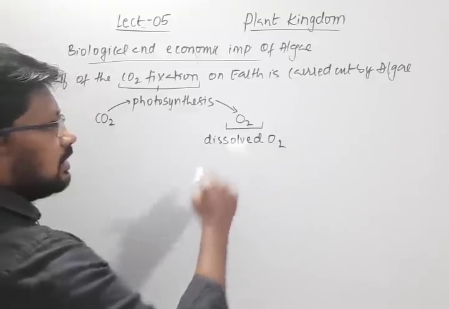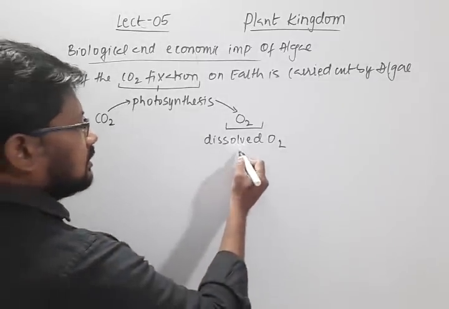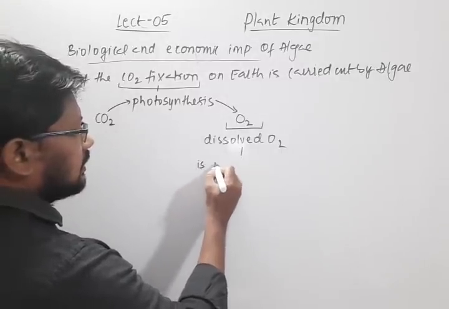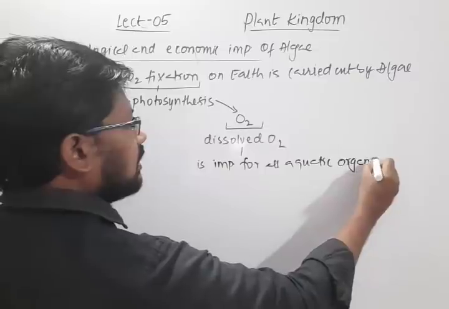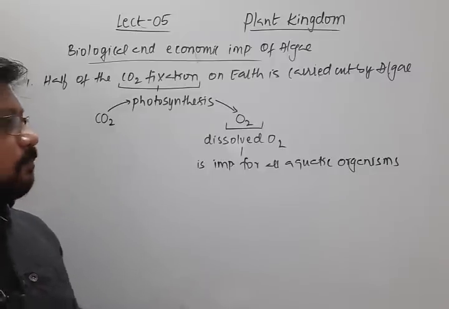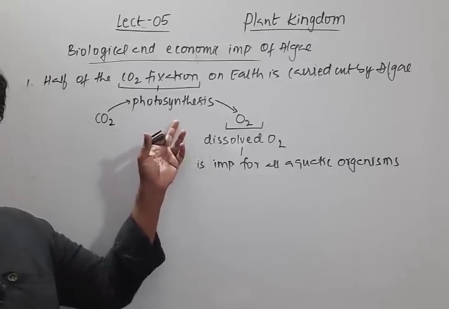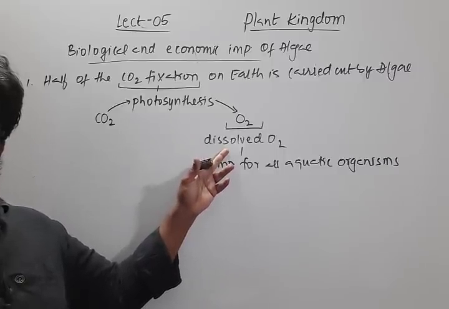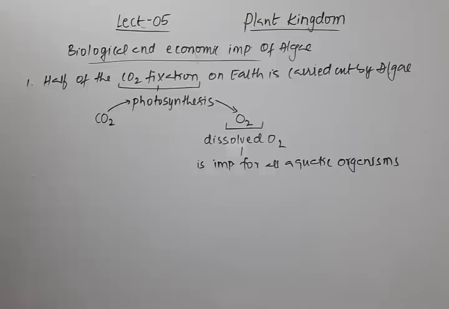And this dissolved oxygen is very important for all the aquatic animals, right? So here this dissolved oxygen is important for all aquatic organisms. Not only animals, many other groups of organisms who are living aerobically, they require oxygen. So hence these algae release oxygen during photosynthesis, which gets dissolved in the water, and it becomes dissolved oxygen, and it is used by all the aquatic organisms. So that is one point: half of carbon dioxide fixation on earth is carried out by algae.